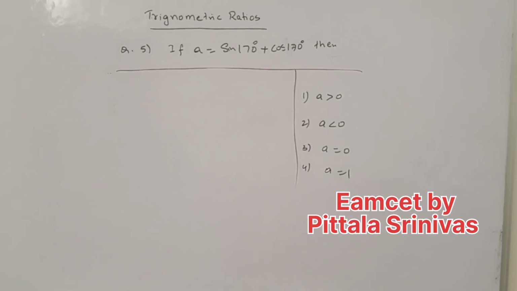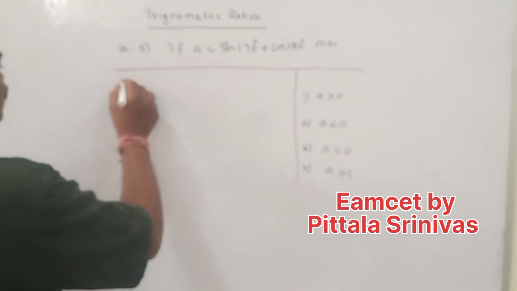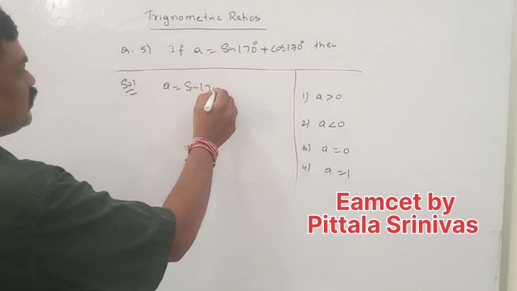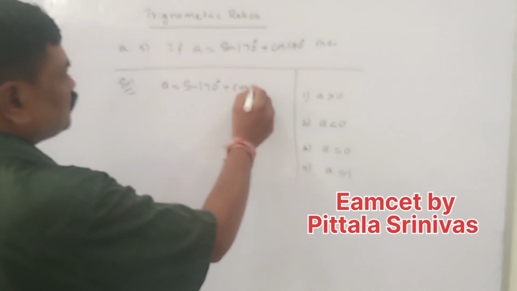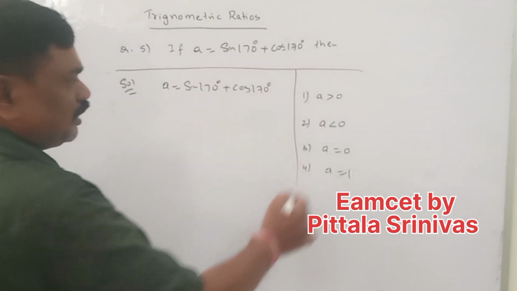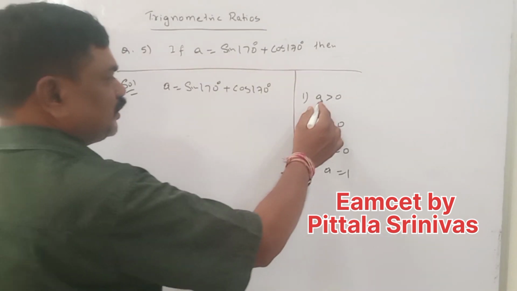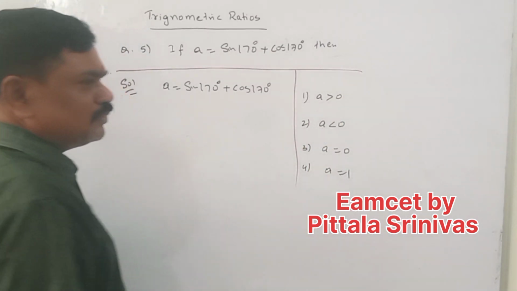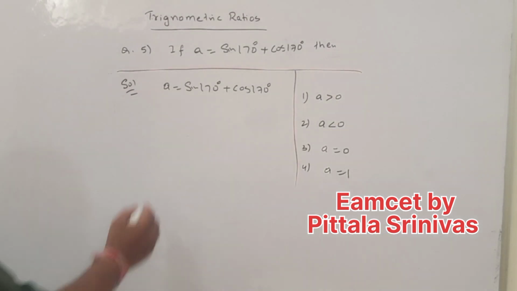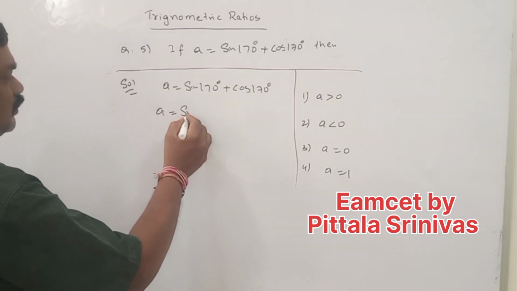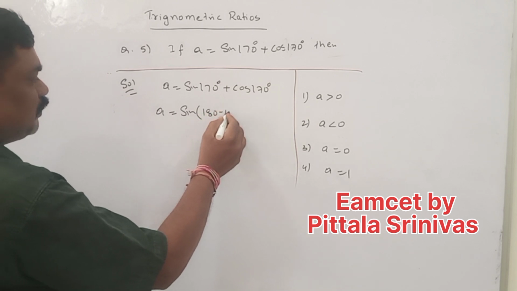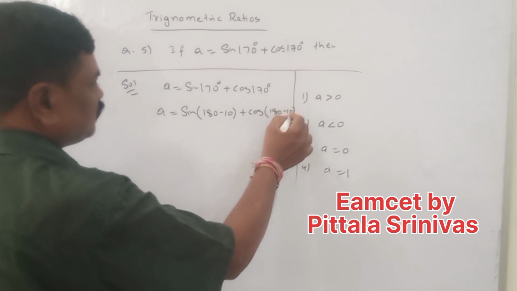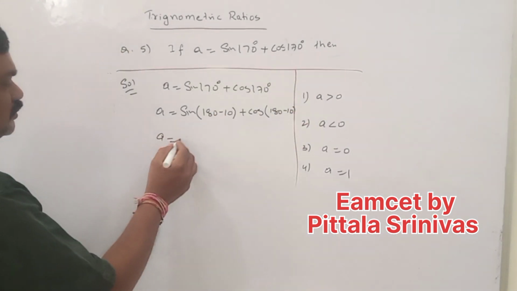Here we have the problem, that is A is equal to sine 170 degrees plus cos 170 degrees. These are the options given: A greater than 0, A less than 0, A is equal to 0, A is equal to minus. So you can write A is equal to sine of 180 minus 10 plus cos of 180 minus 10, 170 degrees. So A is equal to what?